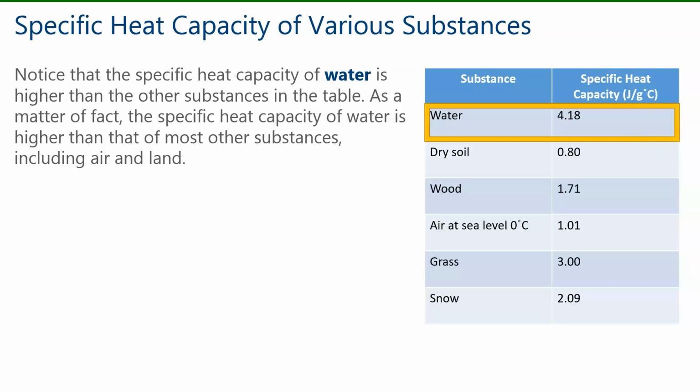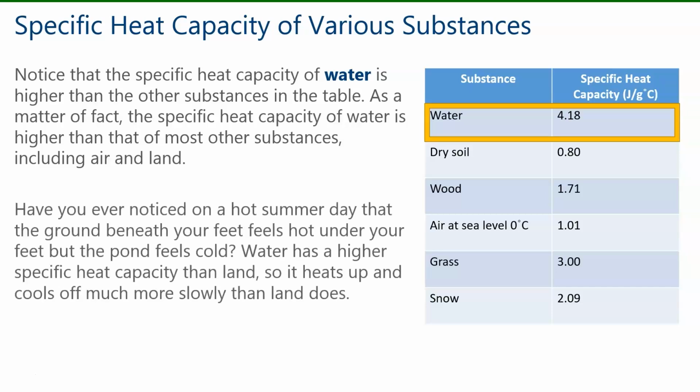As a matter of fact, the specific heat of water is higher than that of most other substances, including air and land. Have you ever noticed on a hot summer day that the ground beneath your feet feels hot, but the pond feels cold? Water has a higher specific heat capacity than land, so it heats up and cools off much more slowly than land does.